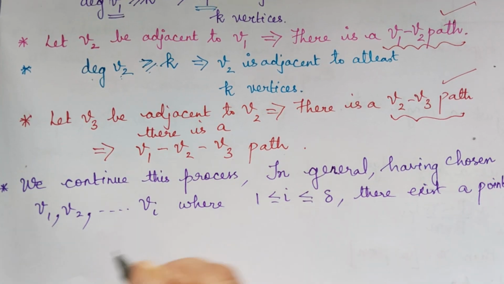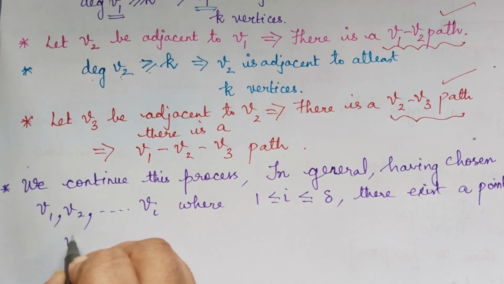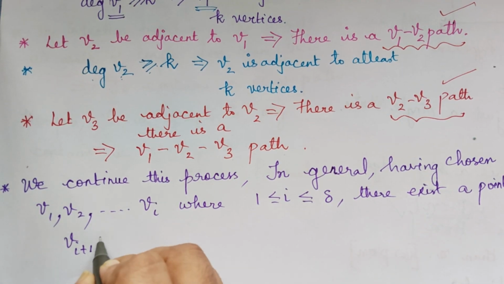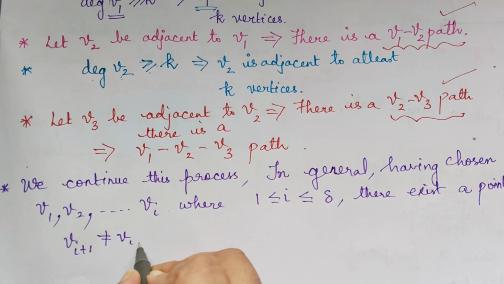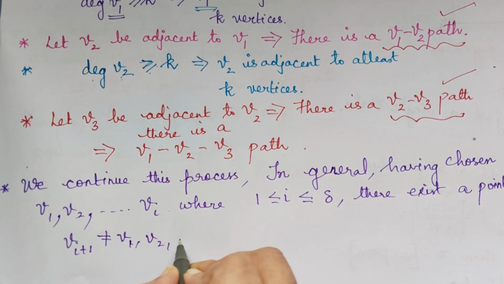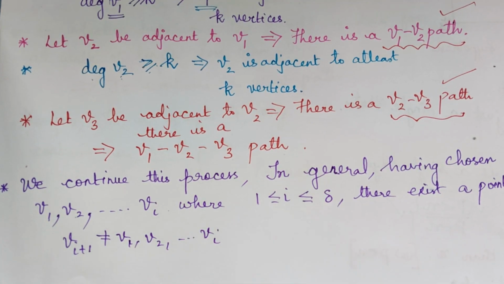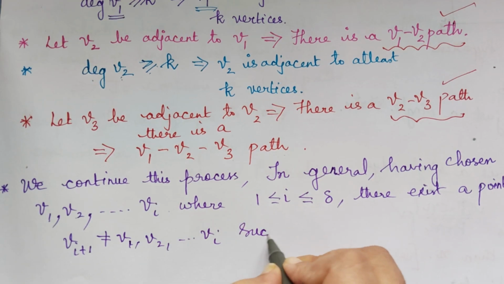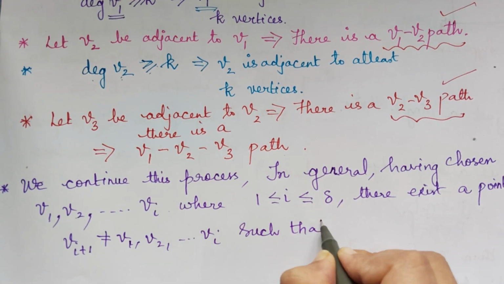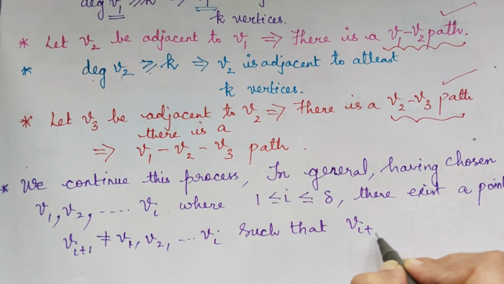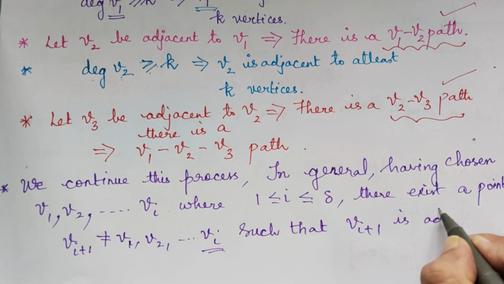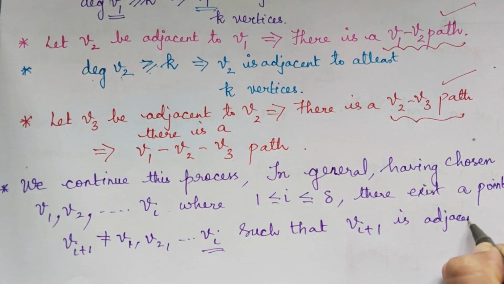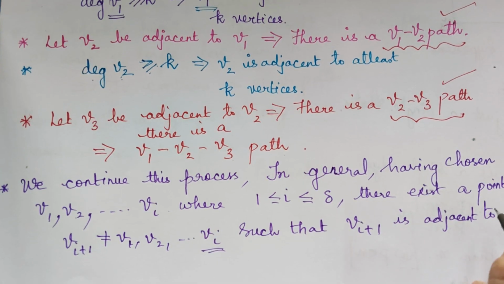So what is that point? We will have a point vi plus 1, and that will not be equal to any of v1, v2, etc. up to vi. And how will this point be? It will be such that vi plus 1 is adjacent to vi.